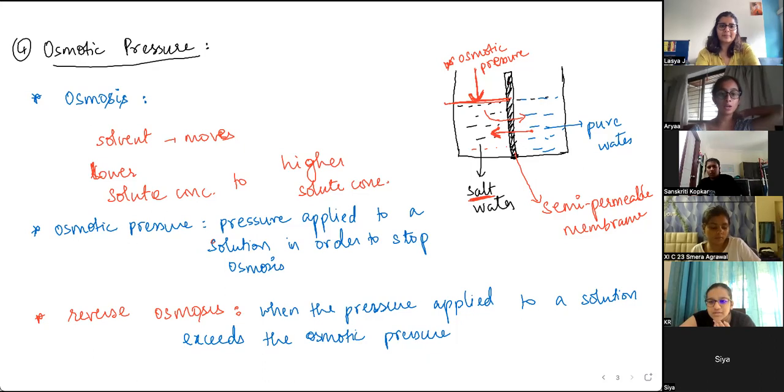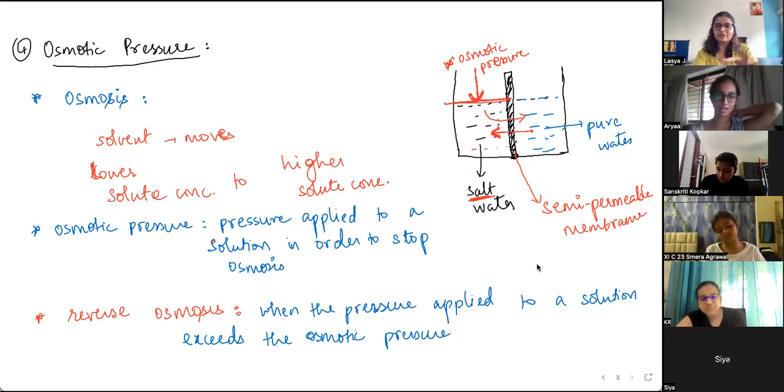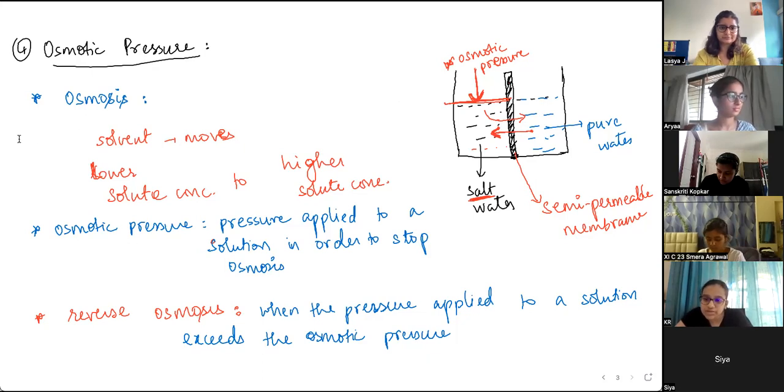Water. She said you apply external pressure. How can you apply external pressure on one side? If you want reverse osmosis to take place, yeah, you can do that. But osmotic pressure itself is not external pressure, right? No. So osmotic pressure itself is not external pressure, but if you apply an external pressure whose numerical magnitude is equal to the osmotic pressure, you can stop osmosis from happening.